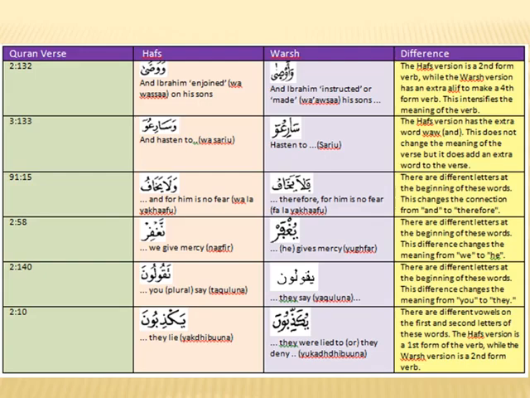Quran 2:10, yakdhibun, they lie. In the Warsh, yukadhdhibun, they will lie to or they deny. There are different vowels on the first and second letters of these words. The Hafs version is a first form of the verb, while the Warsh version is a second form verb which changes the meaning.